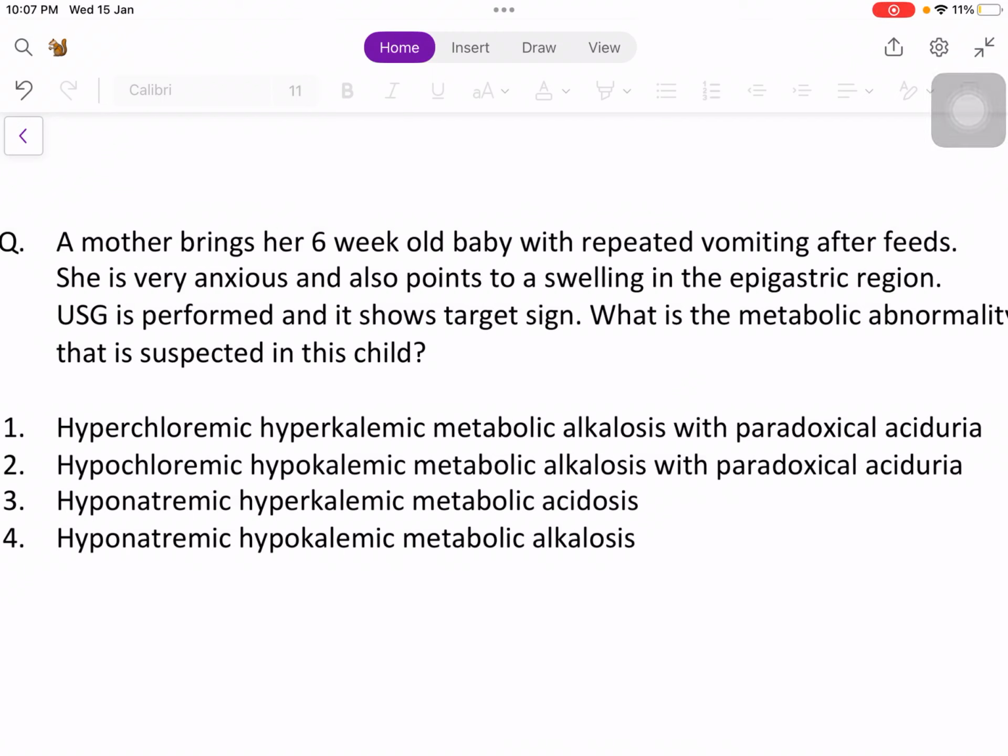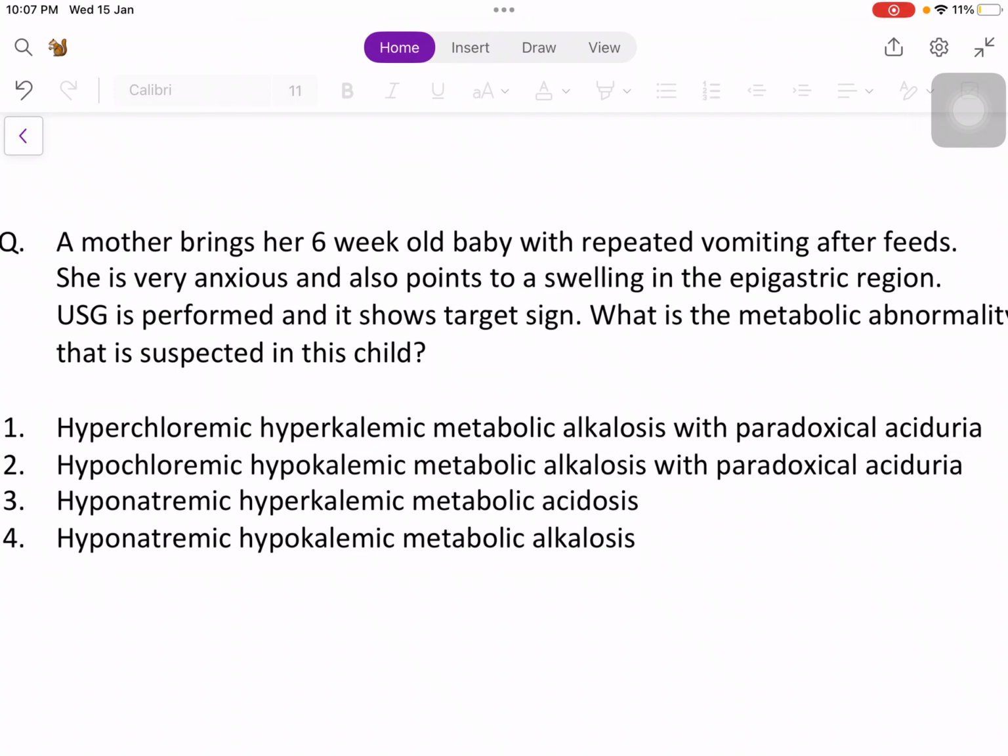Hello guys. So the question for today is, a mother brings her 6-week-old baby with repeated vomiting after feeds. She is very anxious and also points to a swelling in the epigastric region. USG is performed and it shows target sign. What is the metabolic abnormality that is suspected in this child?